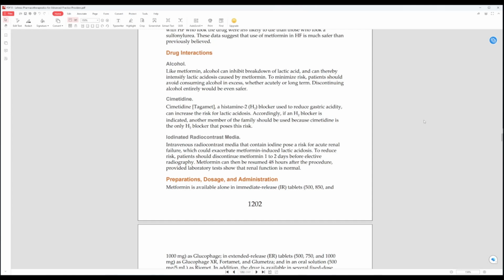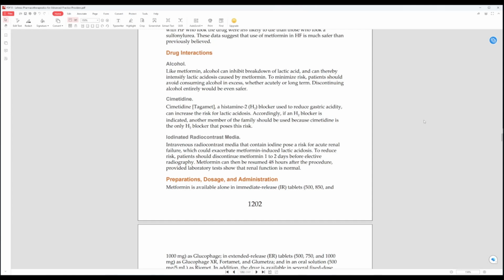Alcohol. Like metformin, alcohol can inhibit breakdown of lactic acid and can thereby intensify lactic acidosis caused by metformin. To minimize this risk, patients should avoid consuming alcohol in excess, whether acutely or long term. Discontinuing alcohol entirely would be even safer.